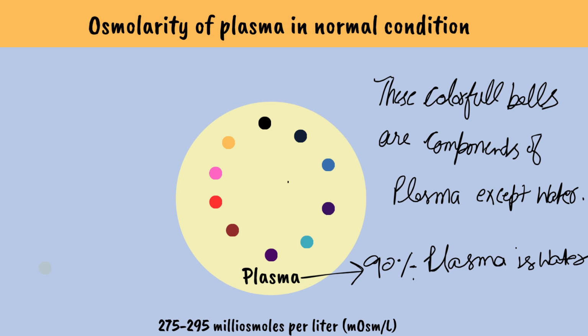Now let's talk about osmolarity. Osmolarity is a measure of the concentration of dissolved substances, solutes, in a liquid. The normal osmolarity of plasma is around 275 to 295 milliosmoles per liter.